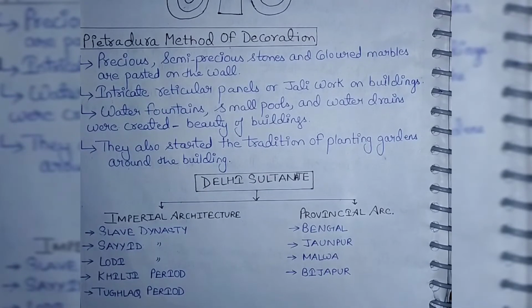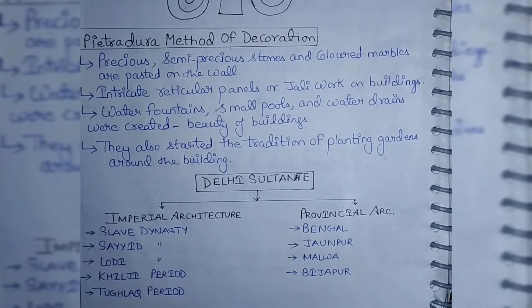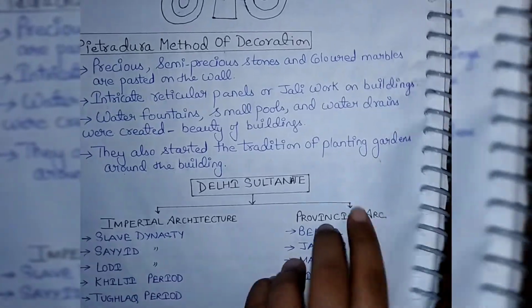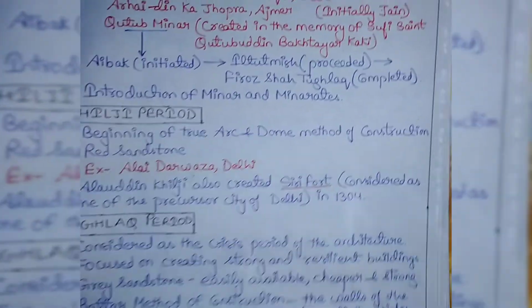Next, we are going to talk about the Delhi Sultanate, in which we will talk about imperial architecture and provincial architecture. In imperial architecture we will talk about the slave period, Khilji period, Tughlaq period, Lodi and Sayyid period. And in provincial architecture we will talk about Bengal, Jaunpur, Malwa and Bijapur architecture. So this is what we are going to study.